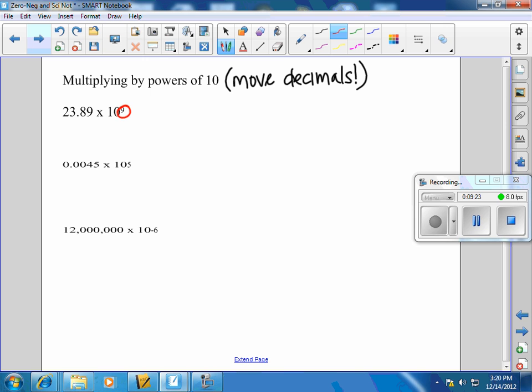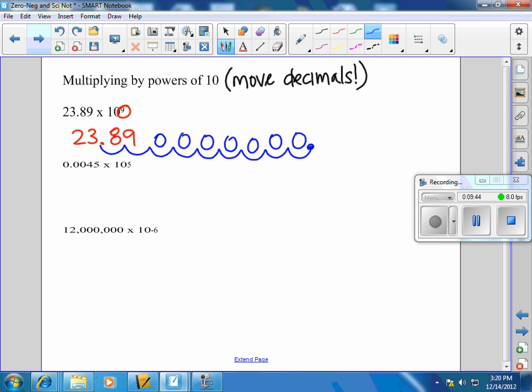I know if I multiply by 10 9 times, what I'm really doing is taking this decimal and moving it 9 times. So I'll move it 1, 2, 3, 4, 5, 6, 7, 8, 9. Now all these spaces, I need to leave myself some zeros. So here's my number. Looks kind of messy, but it is 23,890,000,000. That's what 23.89 times 10 to the 9th is. Let's skip this one right here.